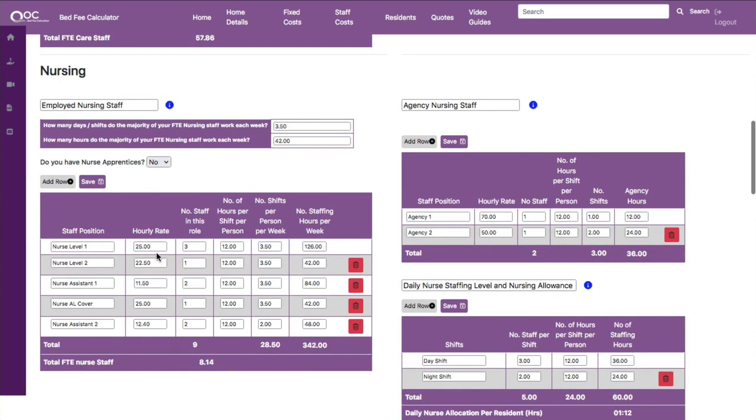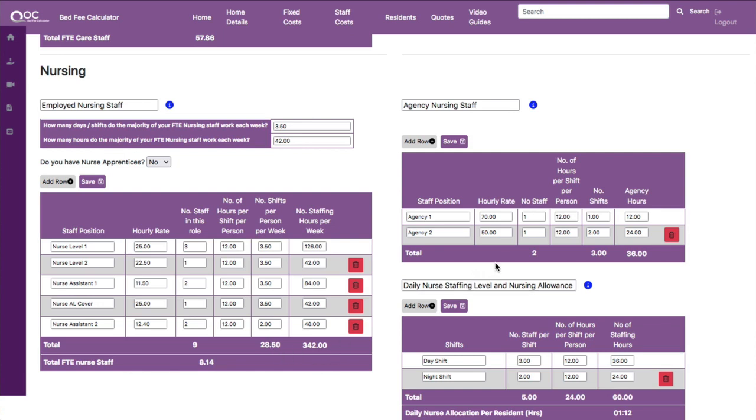They're separated because they're on different hourly rates. In this case, there's nurse assistants as well. Annual leave cover is 1 nurse. And there's another nurse assistant here. So we have a total of 9 nurses, 8.14 in terms of FTEs, because this nurse assistant works 2 shifts rather than 3.5. And here you have your total hours.